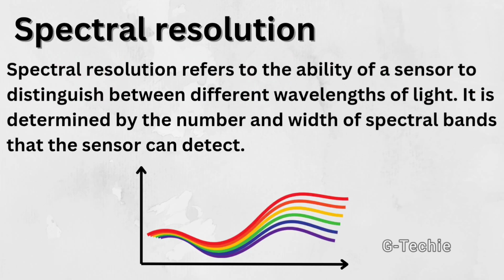The next one is spectral resolution. It is the ability of a sensor to distinguish between wavelengths of light, defined by the number and width of the spectral bands. These are particularly detected by the sensors alone, and we identify the objects in the form of a spectral signature.